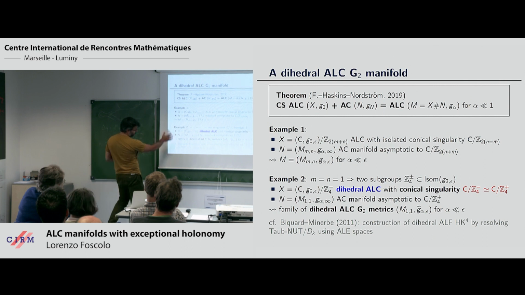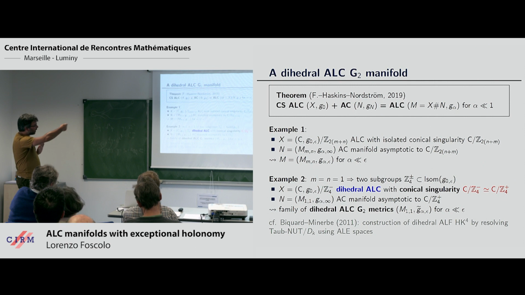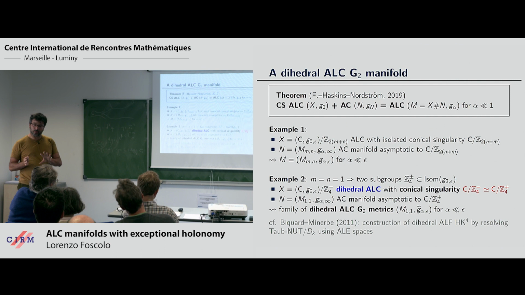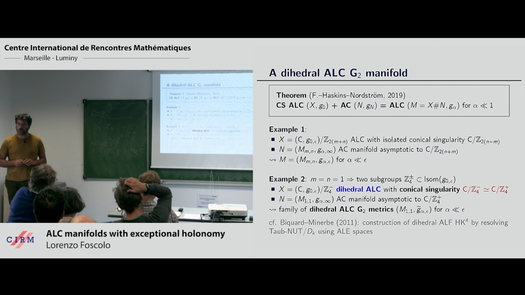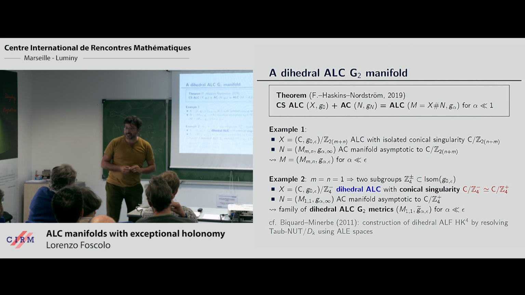That's it. In the grander scheme of things, once we have a dihedral ALC space, we now have all the building blocks that we need to start, for example, constructing some compact G2 manifolds from these building blocks, possibly also some compact G2 manifolds with isolated singularities using our conically singular ALC space. But a lot more work is needed there. So I think I finished what I wanted to say. Thanks.